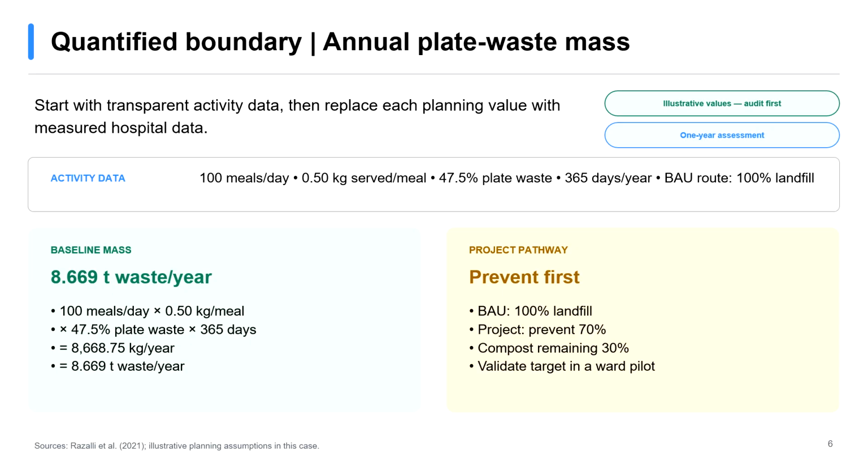Here is the activity data calculation that establishes the annual material flow. 100 meals per day multiplied by 0.5 kilograms served per meal, multiplied by a 47.5% waste rate, multiplied by 365 days, equals 8,668.75 kilograms. That is 8.669 metric tons of plate waste per year. For the calculator, the same mass is converted to approximately 19,111 pounds. These values are not claimed as measured hospital performance. They are planning inputs that must be replaced through a 4-week weighing audit.